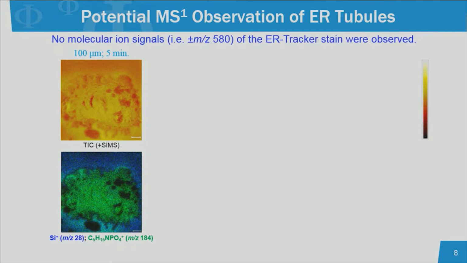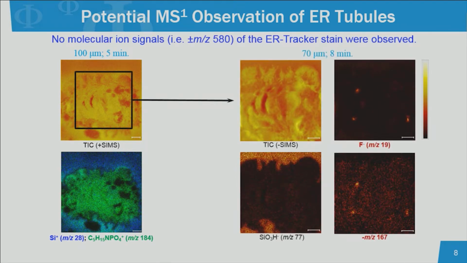So we had some of these cultured HEK cells on silicon substrates, and these, of course, are stained with the ER tracker. On the left top is a total ion image in the positive ion polarity, and the bottom is an overlay of the silicon signal and the phosphocholine head group at a mass-to-charge ratio of 184, showing where the cell is on the silicon substrate. So we zoomed in a little bit and switched to the negative ion polarity to look at this sample.